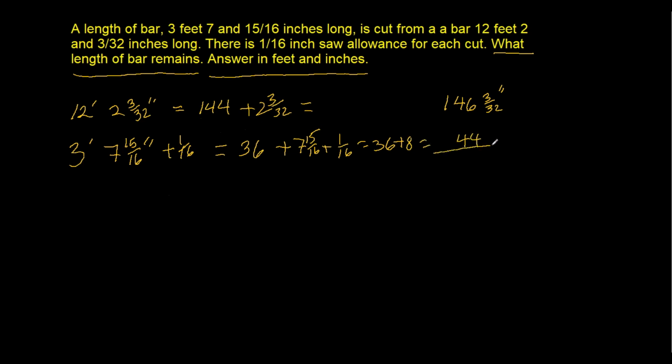Now we've got a real simple number to work with. 44 from 146 and 3/32 becomes 102 and 3/32 inches long. So there, we're almost done. We've got what length of bar remains, but now we have to change that answer into feet and inches. So to do that, we're going to bring the calculator in, and we'll divide this 102 by 12.